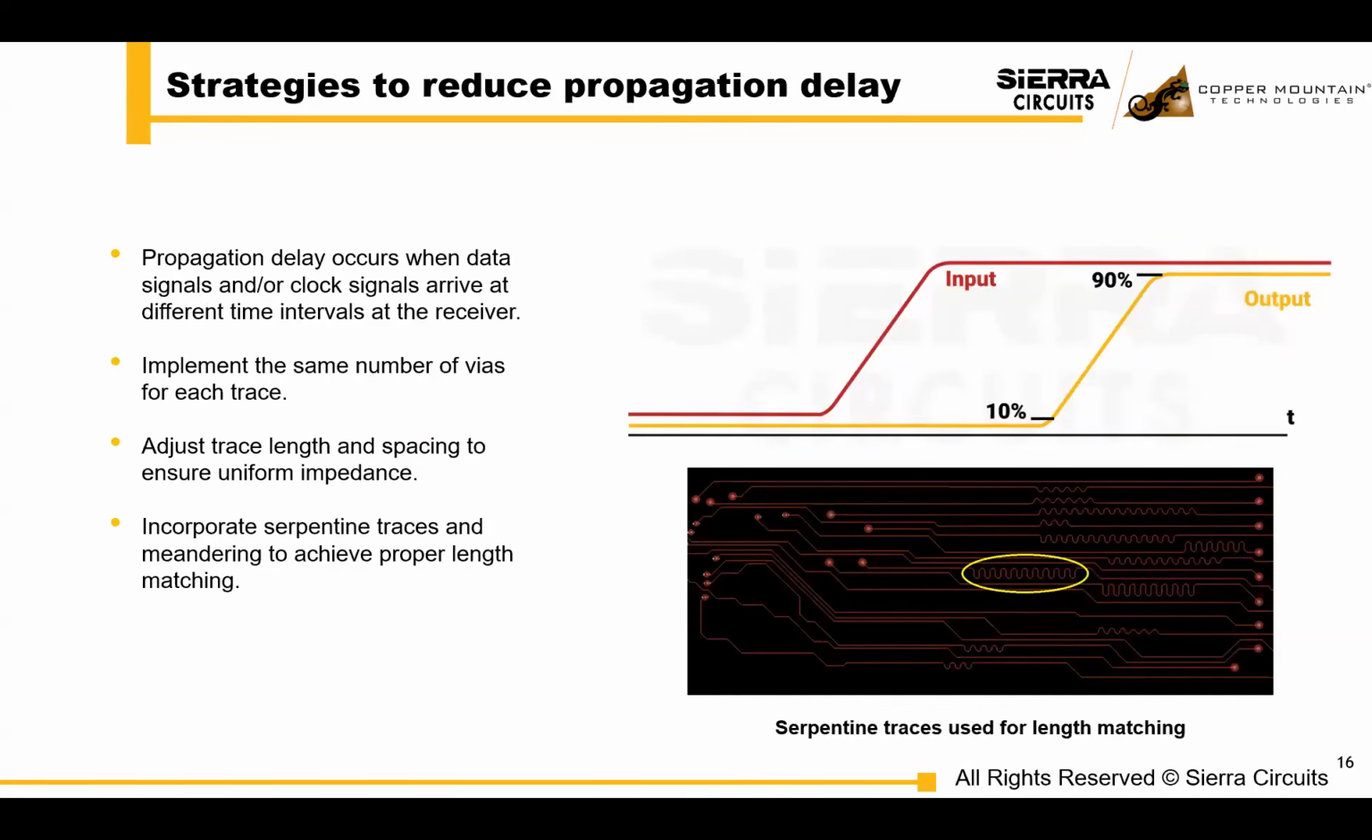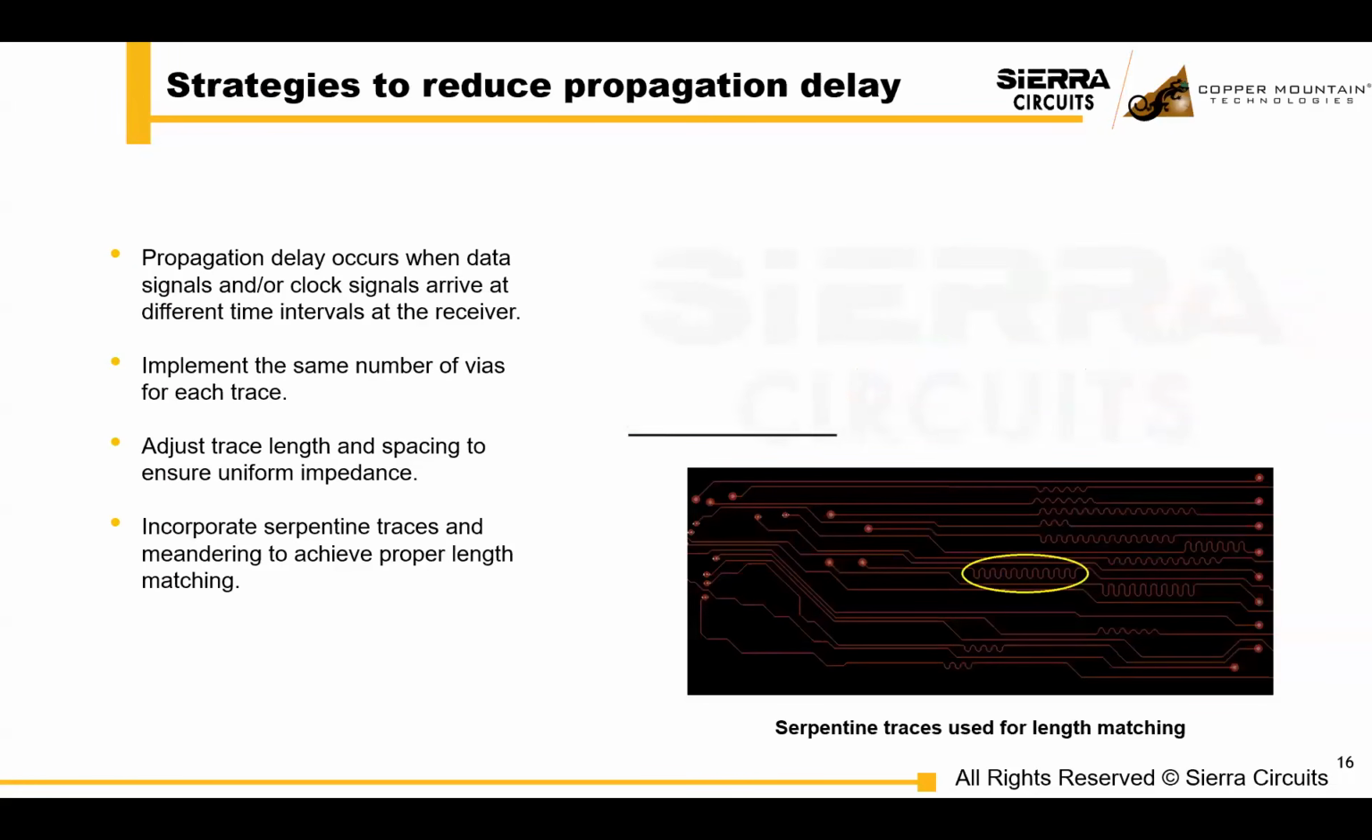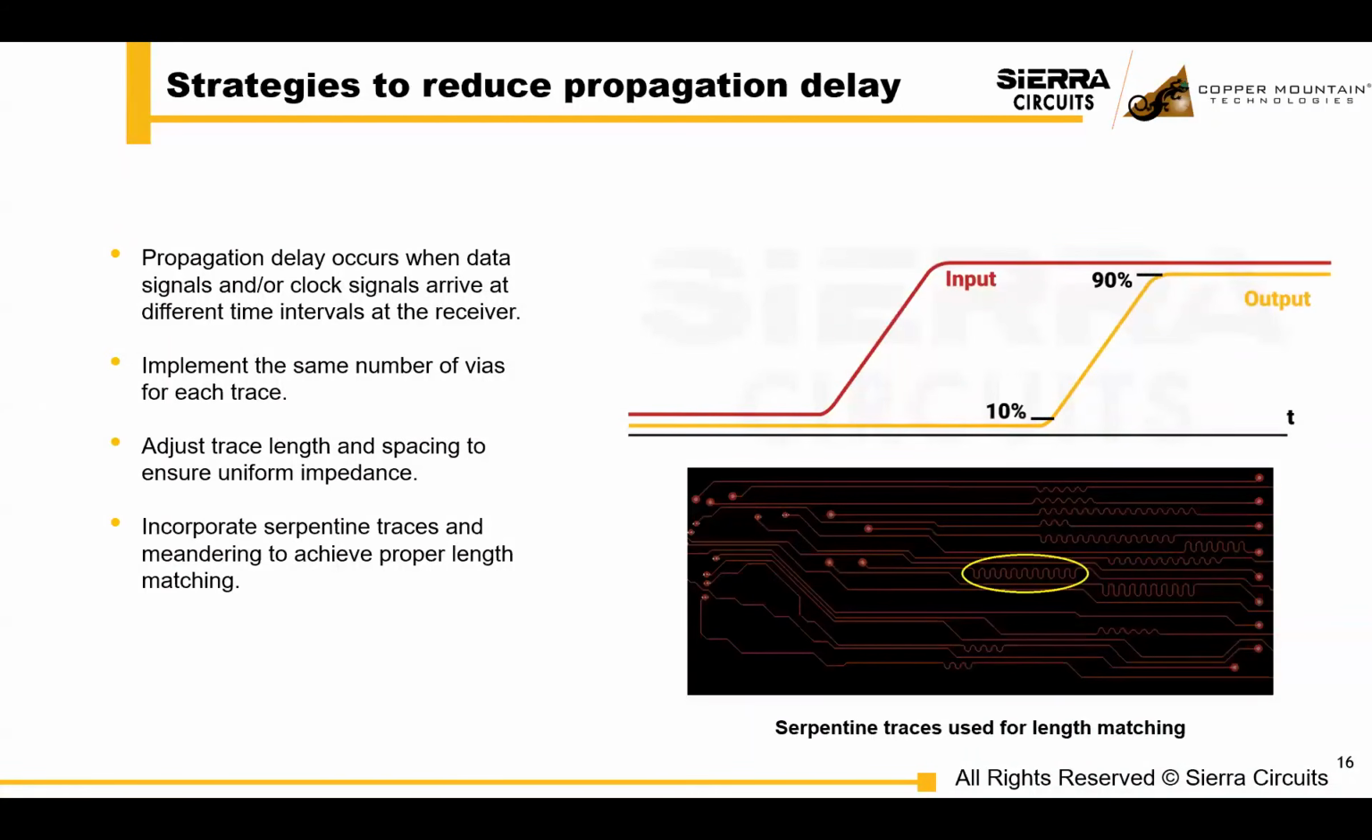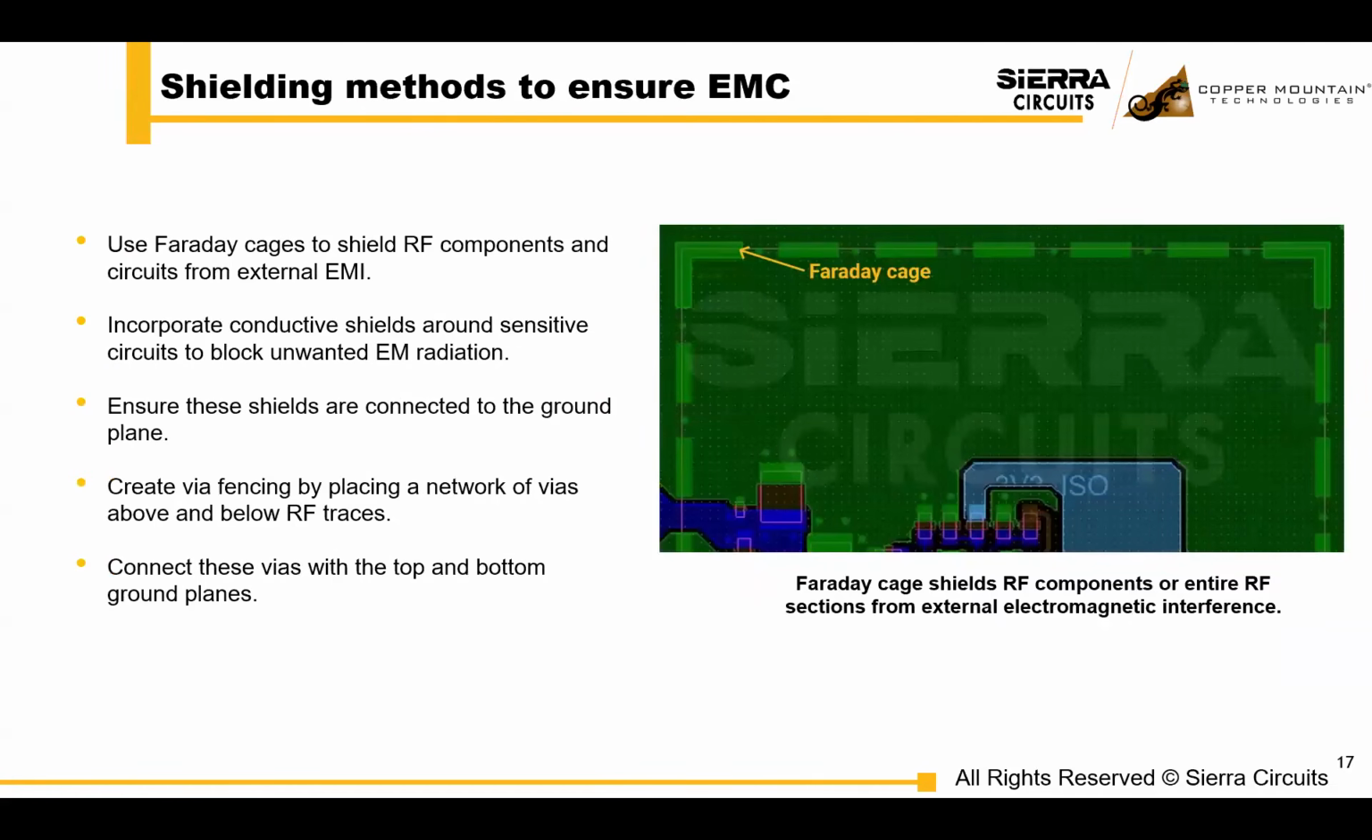So, strategies to reduce propagation delay. Propagation delay occurs when the data signals and/or clock signals arrive at different time intervals at the receiver. So you want to implement the same number of vias for each trace. You want to adjust trace length and spacing to ensure uniform impedance. And you want to incorporate serpentine traces and meandering to achieve the proper length matching.